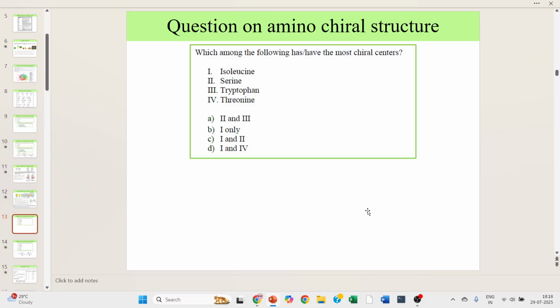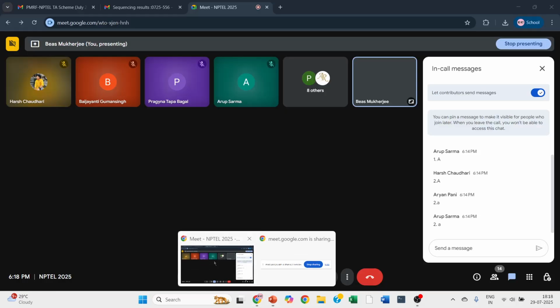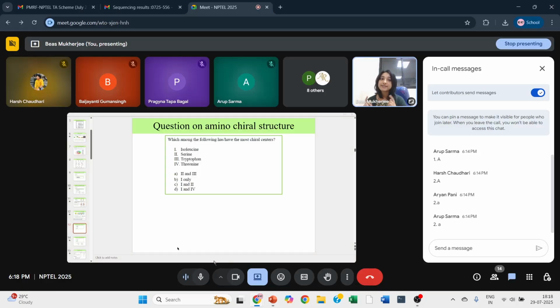So now this is a question for you. Which of the amino acids has the maximum number of chiral centers? Chiral center means, let's say this carbon is there and it has 4 bonds with different groups attached. If different groups are attached to all 4 bonds of the carbon, then it is called a chiral center. It's a chiral molecule. Only then will it show optical activity. That means it will rotate light.